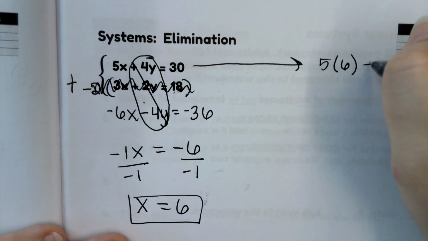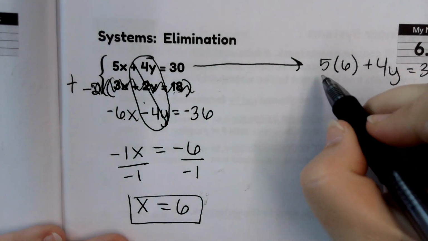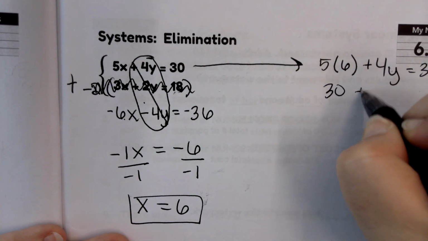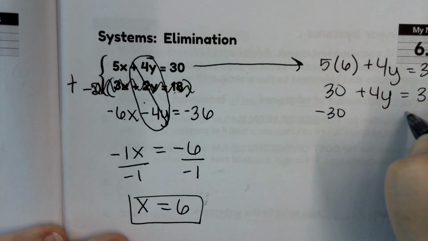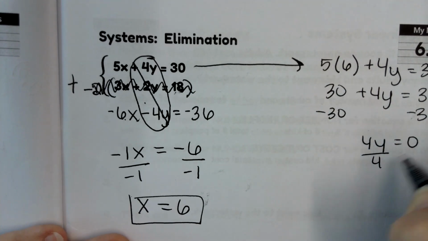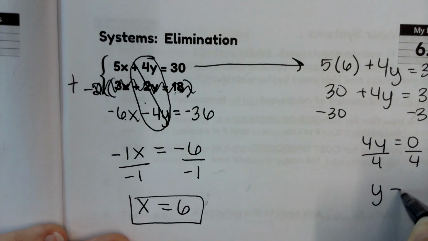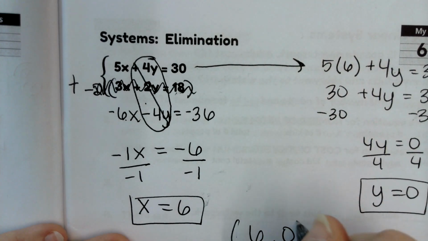5 times 6 plus 4y equals 30. 5 times 6 is 30, plus 4y equals 30. Minus 30 on both sides. 4y equals 0. Divide by 4. Y equals 0. So my solution is 6, 0.